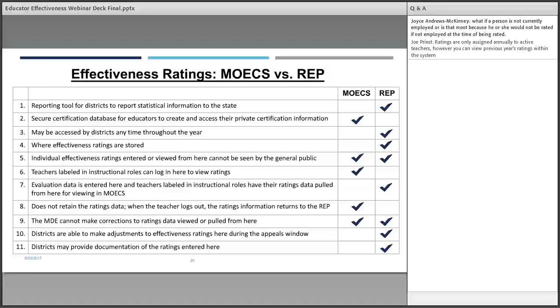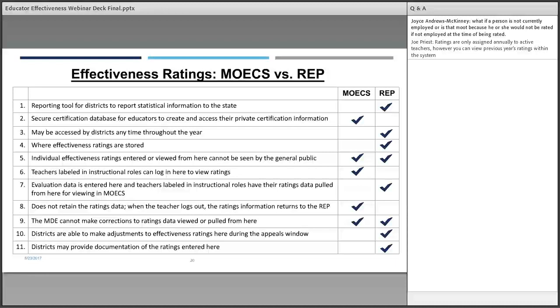MOEX does not retain the ratings data. The teacher ratings are not stored in MOEX, only accessed. So when the teacher logs out, the ratings information returns to the REP, and the ratings are no longer viewable. The MDE cannot make corrections to ratings data viewed in MOEX or pulled from the REP.